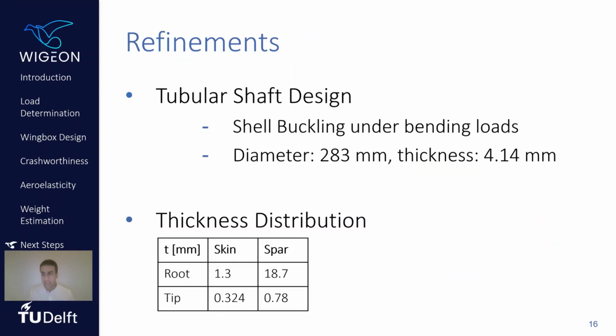After the preliminary design, several alterations were made in order to increase the level of detail in the design. Firstly, the thickness distribution along the span was made to vary linearly in order to save weight towards the tip where generally lower loads are encountered. Also, the wing rotating mechanism, that is the circular shaft that carries the loads encountered by the wing, is also designed for shell buckling, which is the critical failure mode in this case. The final dimensions for this circular shaft are also provided here.